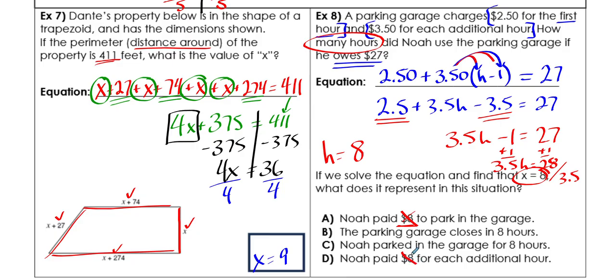Actually, same thing here. That's labeling an amount of money. He didn't pay $8 for each additional hour. That's not talking about the amount that he paid. It's talking about the number of hours. It's not talking about when it closes. It's talking about how long he actually parked in the garage.